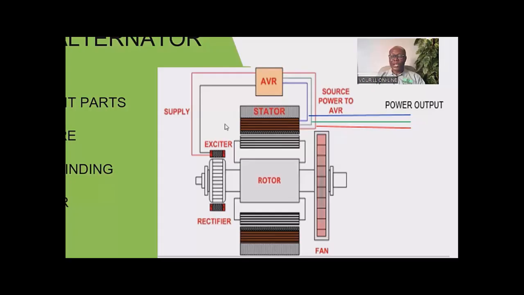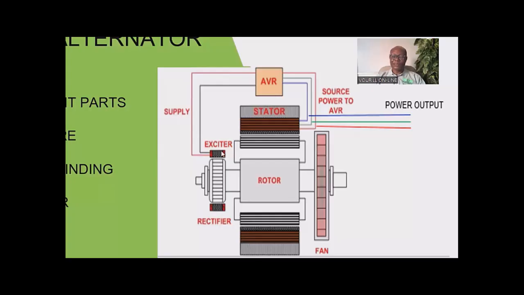Now you can see that the AVR receives its input power from the output of the generator. This input power is taken to the AVR, and then the AVR converts it into DC, plus and minus, which is now sent to the exciter field.